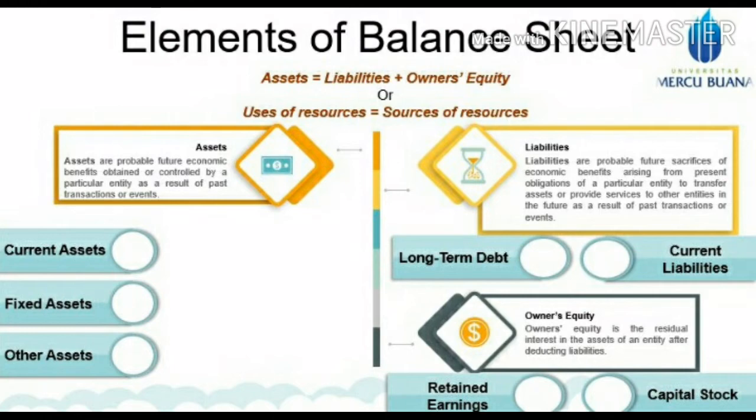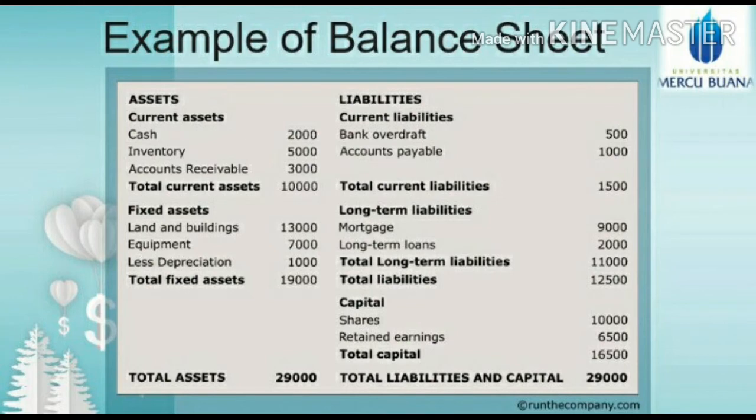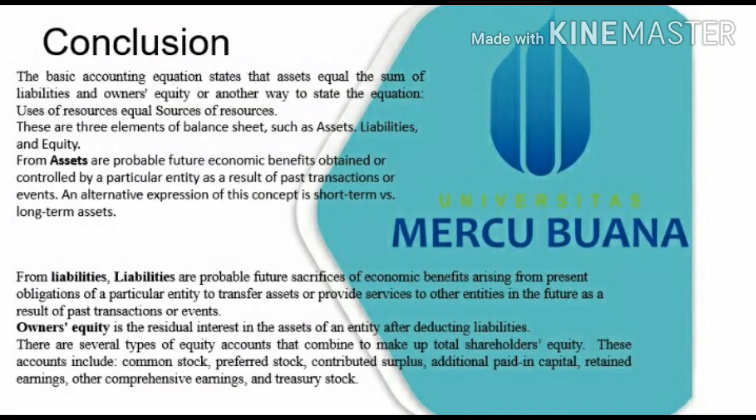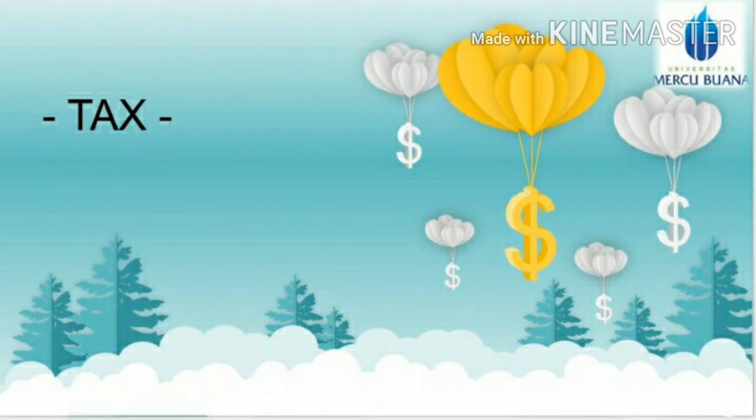Next, this is the example of balance sheet. There are assets like current asset and fixed asset, and the right part, there are liabilities and capital. This is the conclusion of the balance sheet. Next is about tax. What is tax?